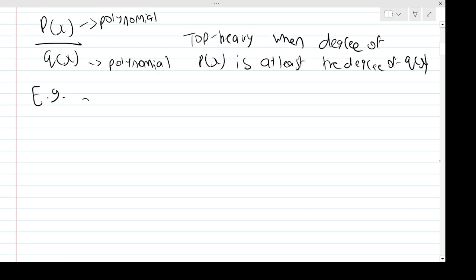Another example, say we have x cubed minus 1 over x squared plus x plus 5. That is top heavy because there we have x cubed over x squared.